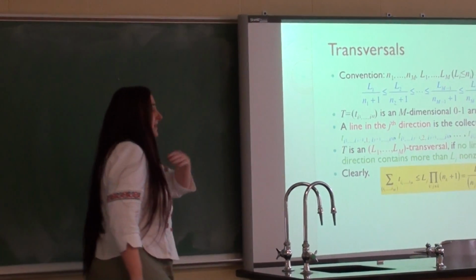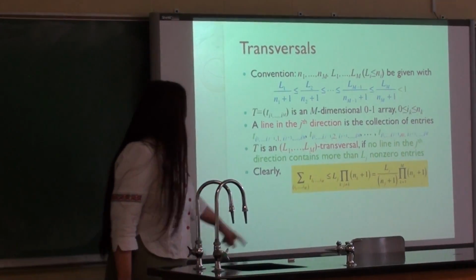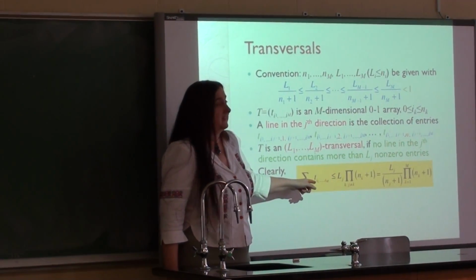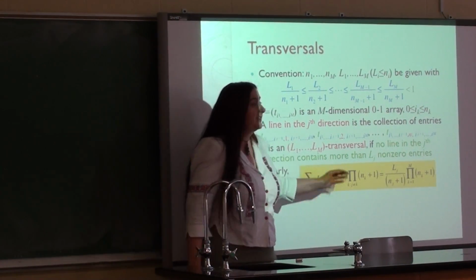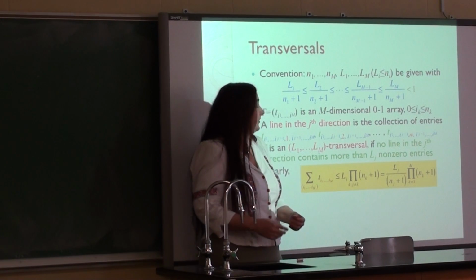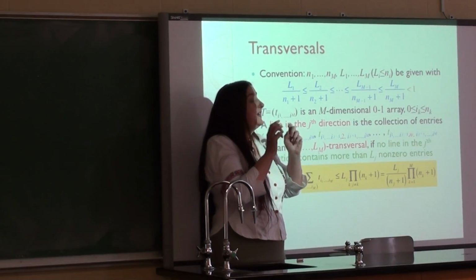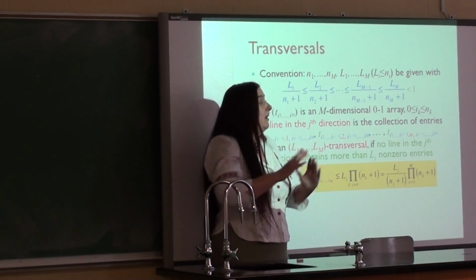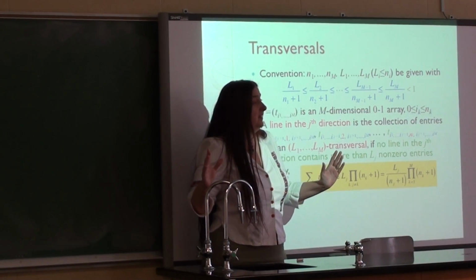So, clearly, what does it mean? I add up all the entries in the matrix, and I'm doing what I told you. I fixed the j-th entry. Sorry, I fixed which entry I'm allowed to vary. All the rest of the entries are fixed.